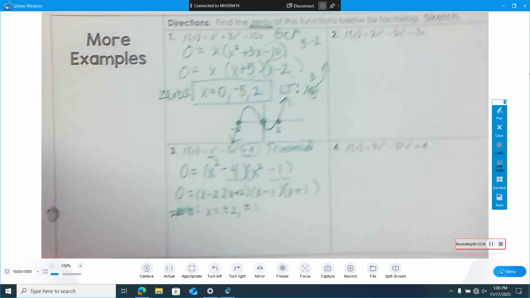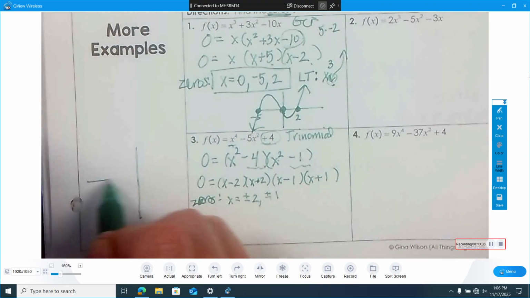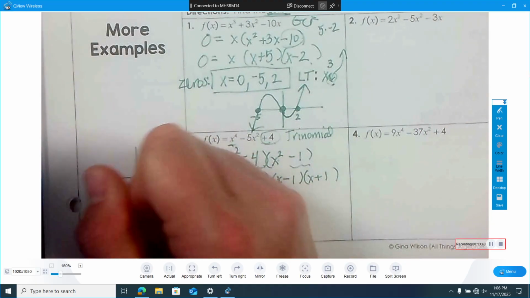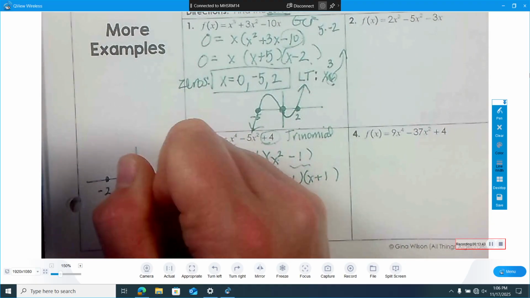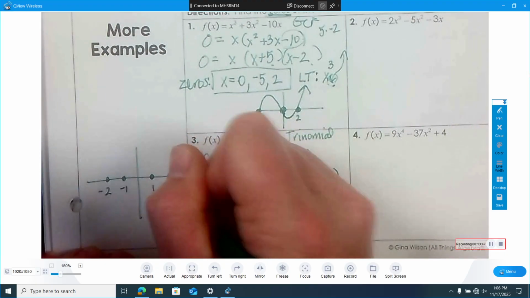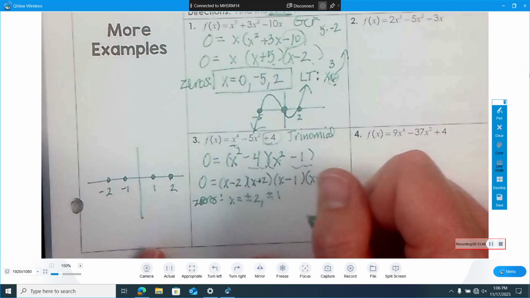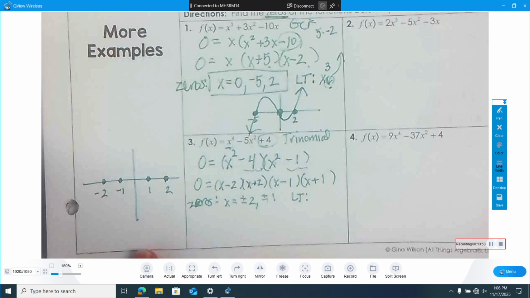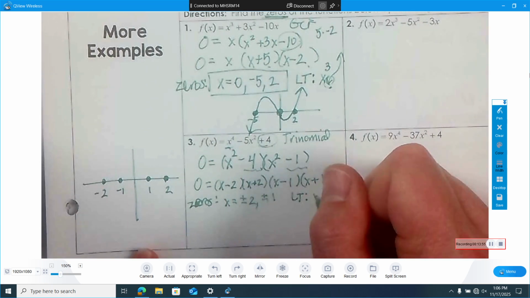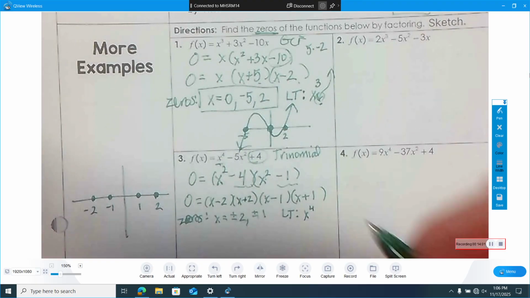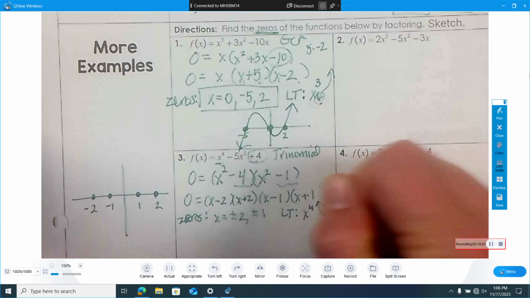Good. Once again, I'm going to make a little sketch over here to the left, labeling a -2 and a -1 and a +1 and a +2. So there are my 4 little zeros. And what's our leading term on this function? X to the 4th. So what do arms look like on something that's x to the 4th power? Both arms up.